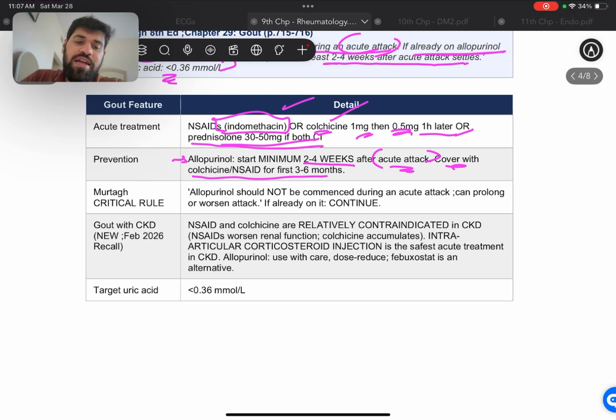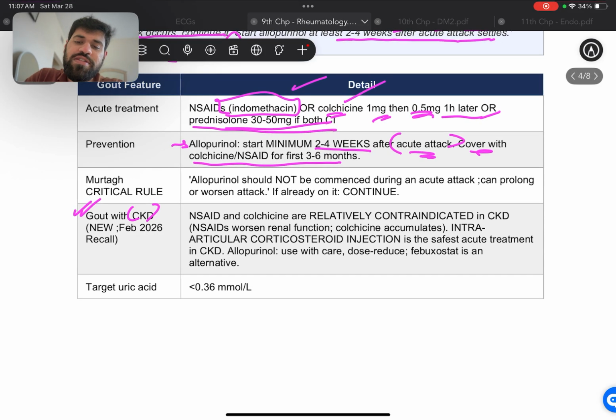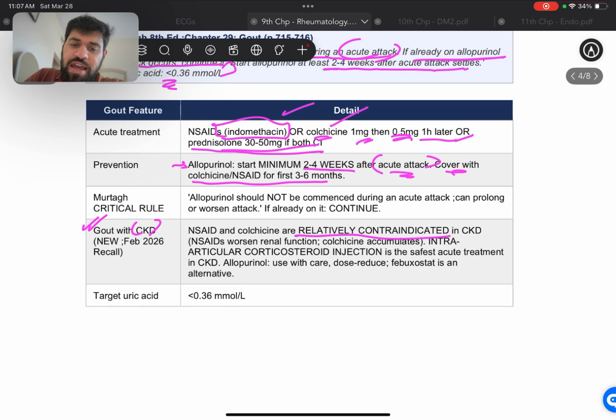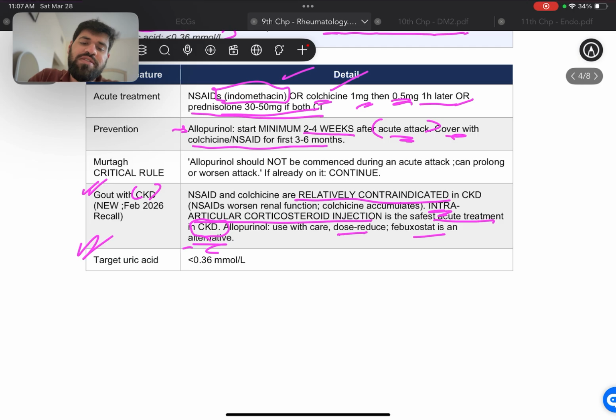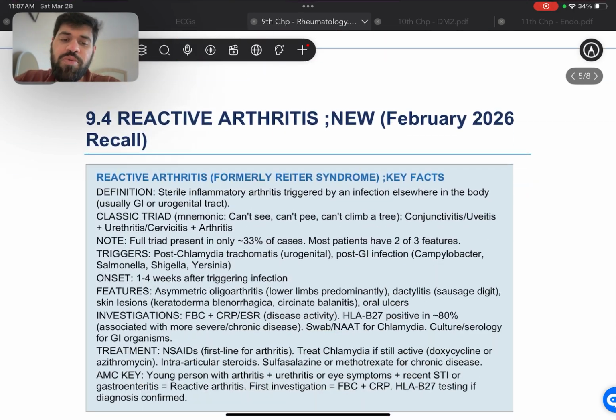All right, and if the patient has gout and also has CKD, then NSAIDs and colchicine are relatively contraindicated. And in these, we use intra-articular corticosteroid injection, which is the safest acute treatment in CKD. And then allopurinol, we use it with care. Dose is reduced. Febuxostat is an alternative to allopurinol. And then again, target uric acid is going to be less than 0.36 millimole per liter.